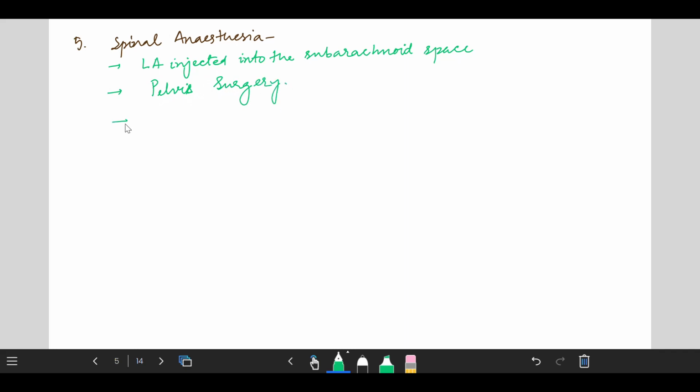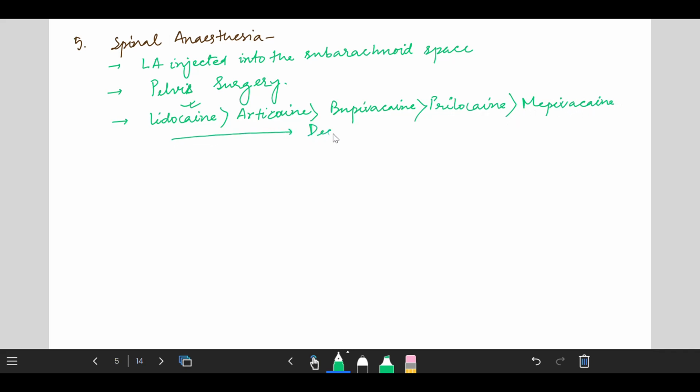Okay, and the drugs of choice are lidocaine, which is the most preferred drug, and we will write in decreasing order of use: then articaine, then bupivacaine, prilocaine, and the last one is mepivacaine. This is the decreasing order of use.